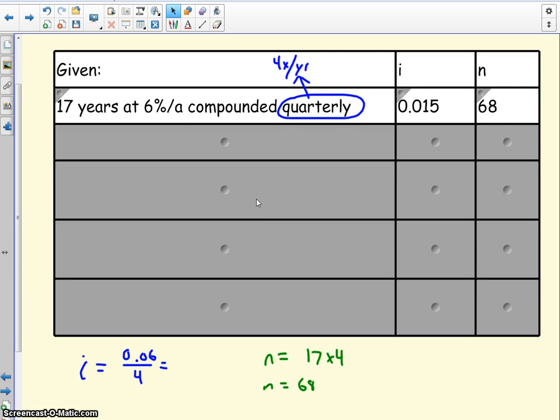Okay, so again, once you get used to it, it's actually not too bad. You take your annual interest rate and divide it by the number of periods per year to get I. You take your number of years and multiply by the number of compounding periods per year to get n. Okay, let's do one more together, and let you try the rest on your own.